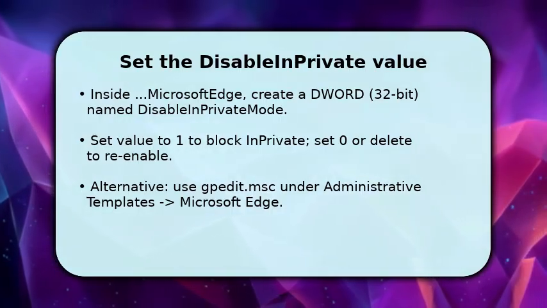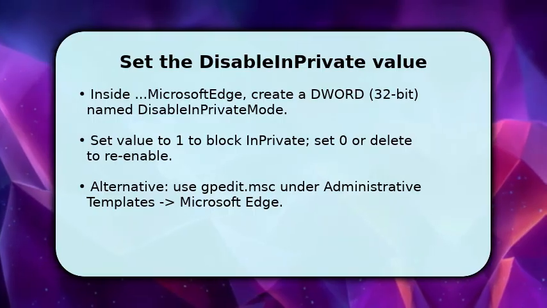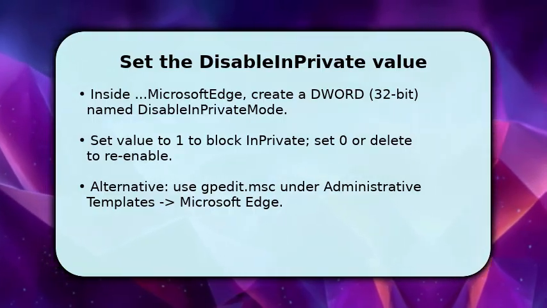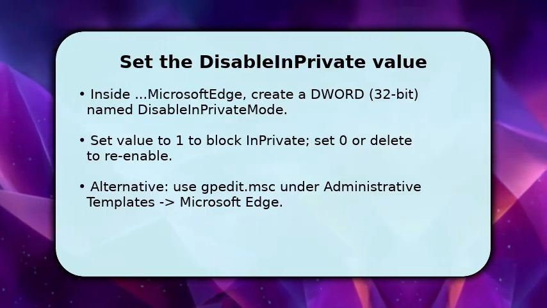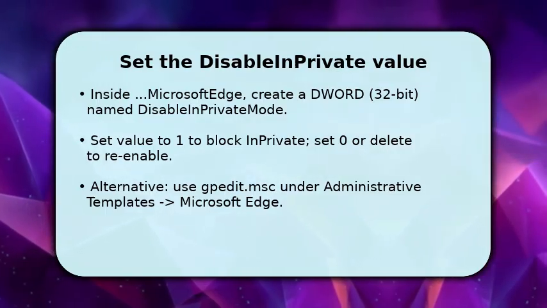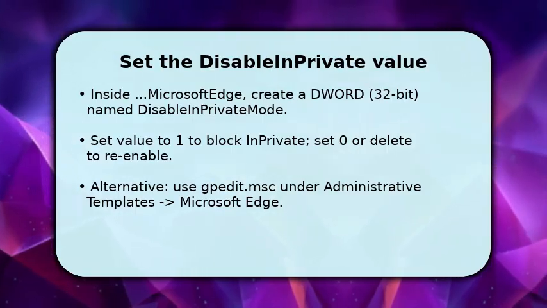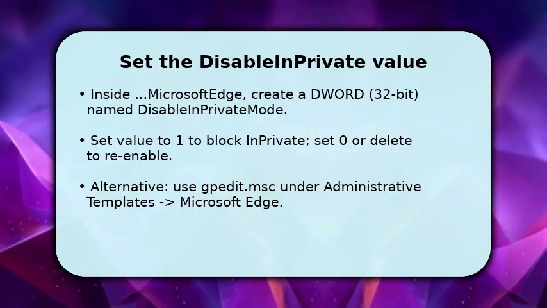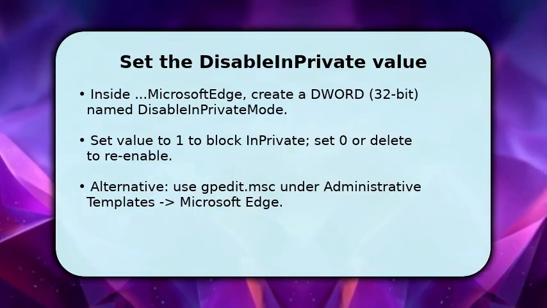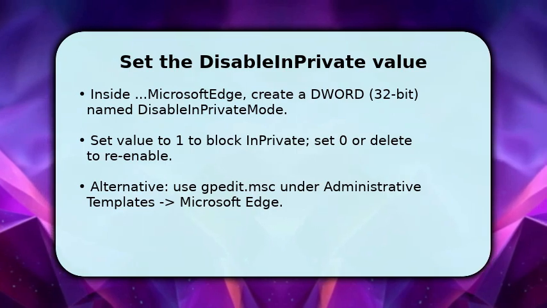If you prefer group policy, open gpedit.msc, go to Administrative Templates, Microsoft Edge, and configure the Allow InPrivate setting to Disabled. Make sure to use the method that matches your environment. Local registry for single machines. Finish by restarting Edge or rebooting so the new policy is loaded.